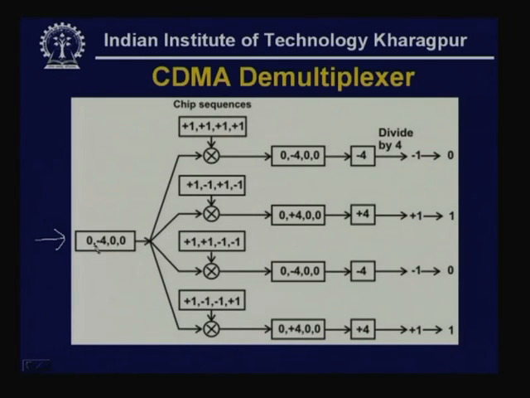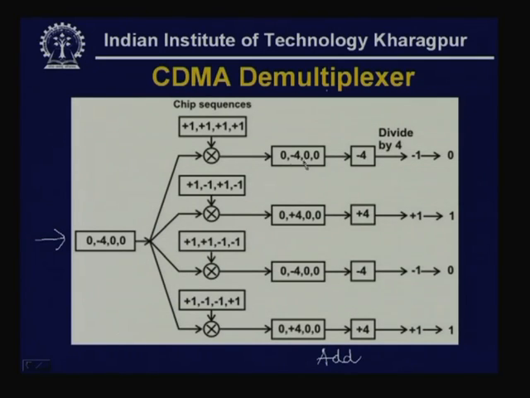and this 0 -4 0 0 multiplied with +1 -1 +1 -1 becomes 0 +4 0 0, and similarly 0 -4 0 0 multiplied with +1 +1 -1 -1 becomes 0 -4 0 0. Similarly, 0 -4 0 0 multiplied with +1 -1 -1 +1, which is the chip sequence of channel 4, becomes 0 +4 0 0. Now, you have to perform the addition.